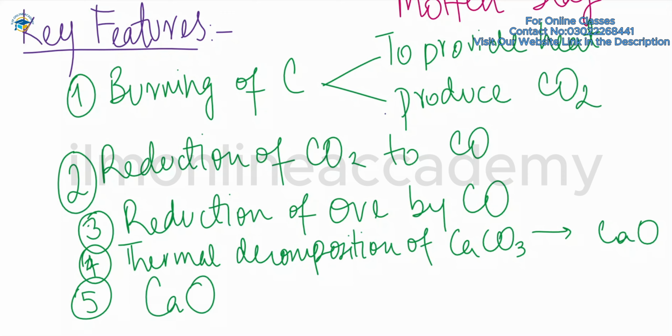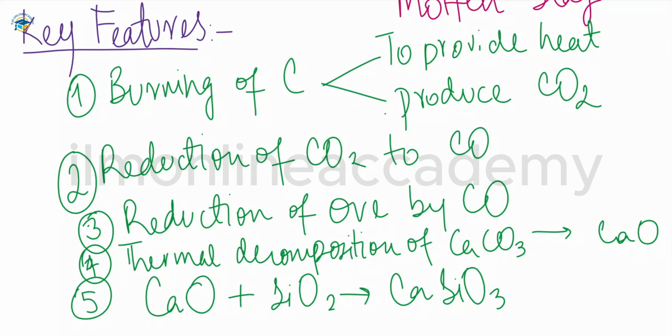Calcium oxide or quicklime reacts with the sand or silica, and when it reacts with the silica, it forms calcium silicate. That calcium silicate is used for the concrete in buildings and also for road surfacing. So these are the important features of the blast furnace for the extraction of iron, and this is the summary of this whole extraction procedure.